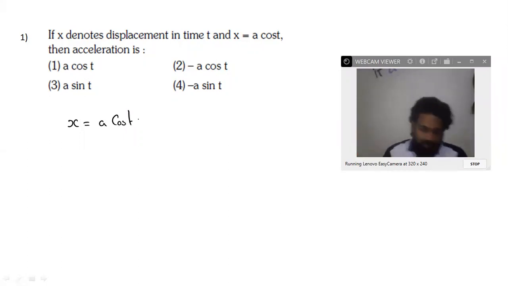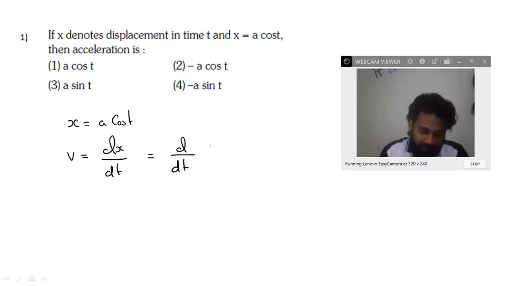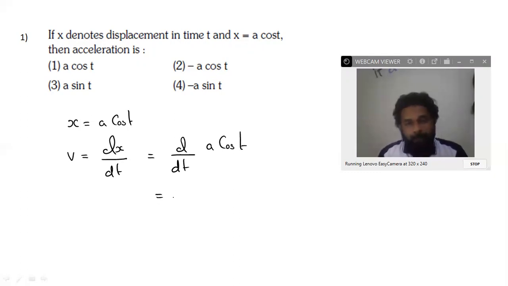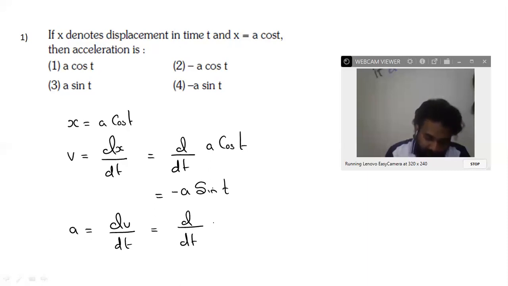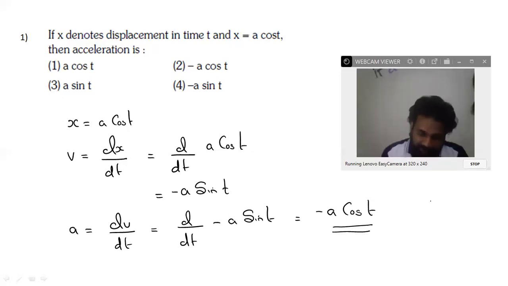Okay, a cos t. So what is velocity? Velocity is equal to dx by dt. So d by dt of a cos t. Differentiation of cos t is what? Minus sin t. So it is minus a sin t. Now acceleration is what? dv by dt. That is d by dt of minus a sin t. So this is going to be minus a cos t. So this is the acceleration, option 2.